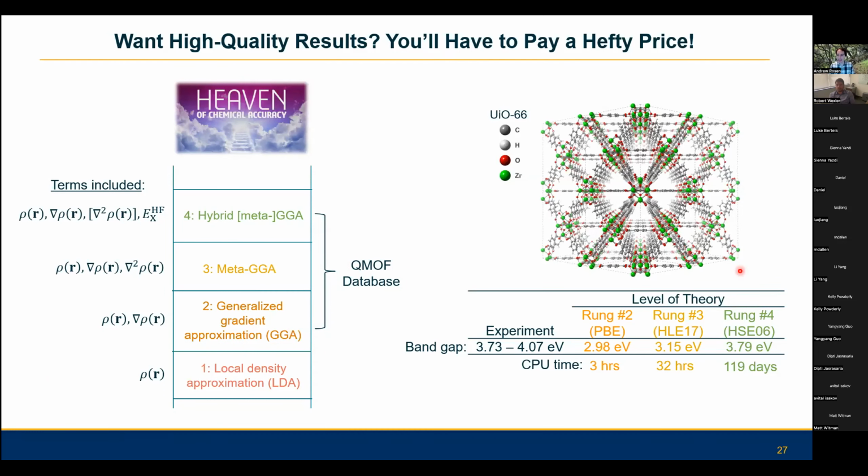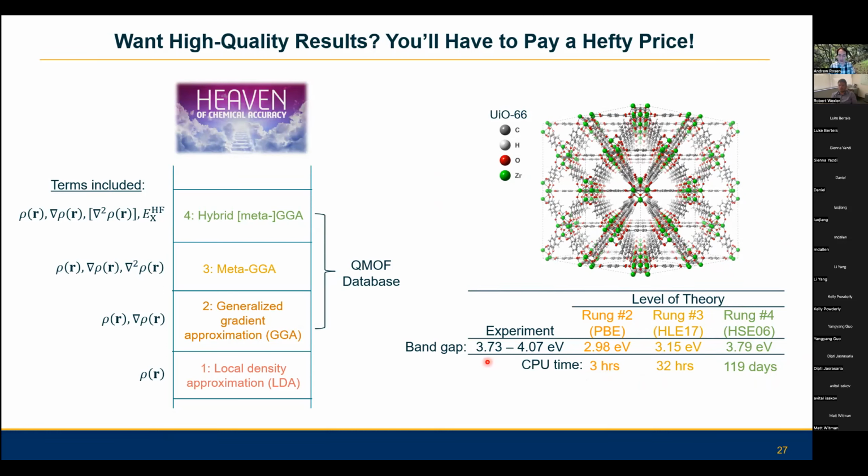Now let's take a look at an example material, UiO-66. This is a zirconium containing framework. And if we take a look at GGA, meta-GGA, and hybrid functionals, you can see that the PBE level of theory, which is a GGA functional, severely underpredicts the band gap, which is well known in the literature. A meta-GGA functional from Don Truhlar's group called HLE17, which is meant to improve the band gap, does improve it with respect to experiments, but not greatly. And then you go to the hybrid functional, and it's right within that experimental window, but takes significantly longer than the time it takes to run the GGA calculation.